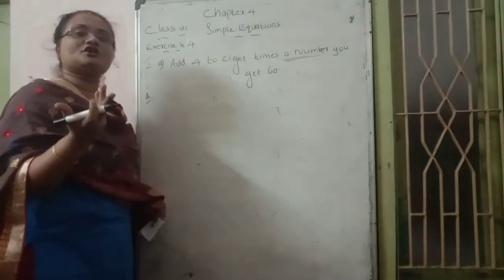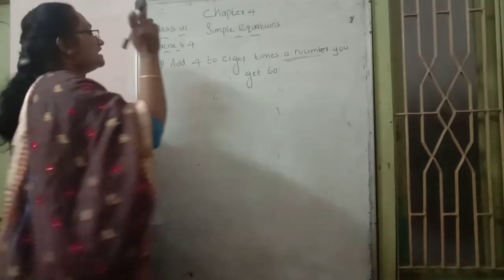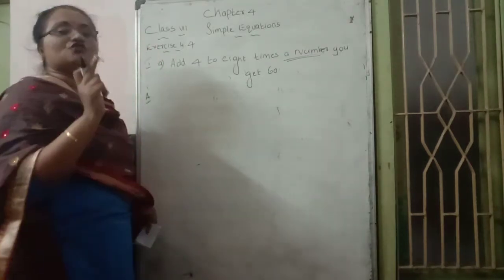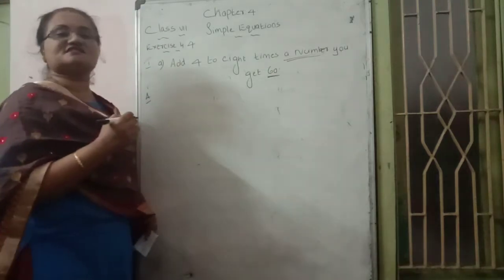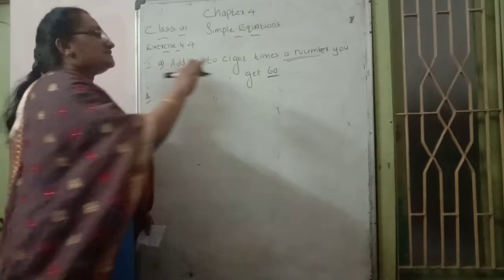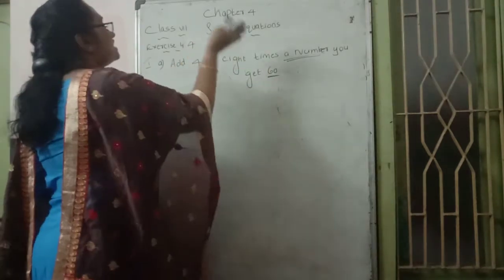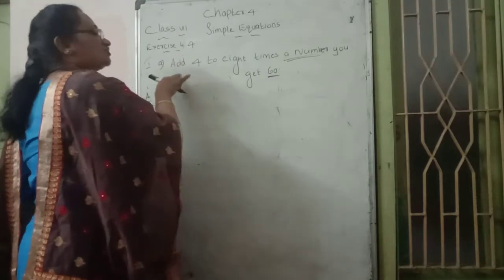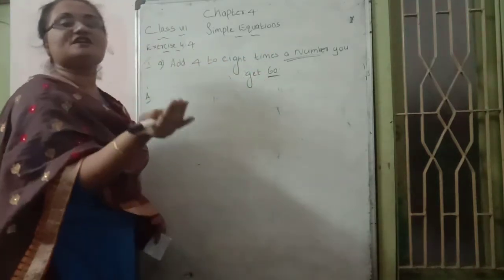A number means we don't know which number is multiplied with 8. Then that number is added with 4. At that time, the result becomes how much? 60. That is the meaning of the question. A number is multiplied with 8 times, meaning multiplication. 8 and that number, then added with 4. Then the result becomes 60.